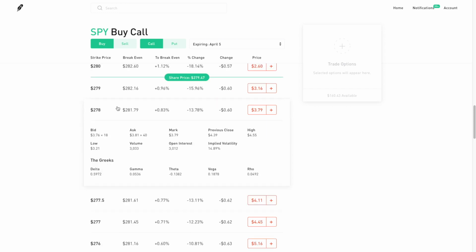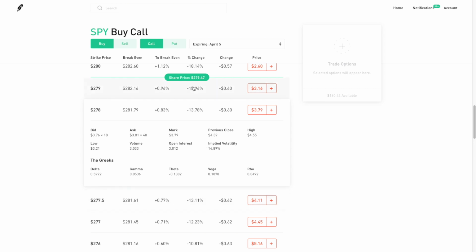So let's compare this option contract with this option contract. This option contract is a $278 strike price, which means that it is $1.50 in the money. So this option contract is already valuable. It's valued at $379 total when you buy it. And if you compare it to the one just under it, which is just 50 cents more in the money, this option contract is worth 411.